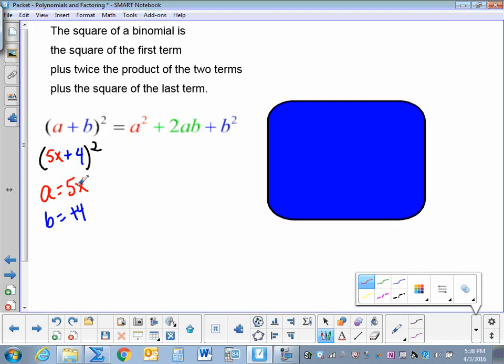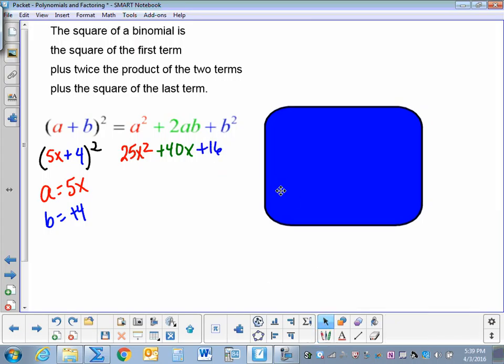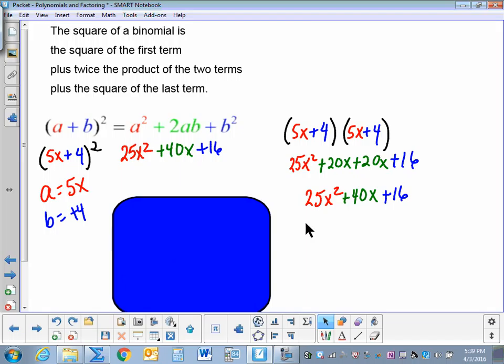A squared, so 5x squared is 25x squared. Plus 2 times ab. So multiply them together, 5x times 4 is 20, and double it. So that's plus 40x. And then square the second term, so plus 16. It's that easy. So if we were FOILing, this is what it would look like, and we certainly end up with the same result. Square the first term, square the last term, multiply them together and double to get our middle term.